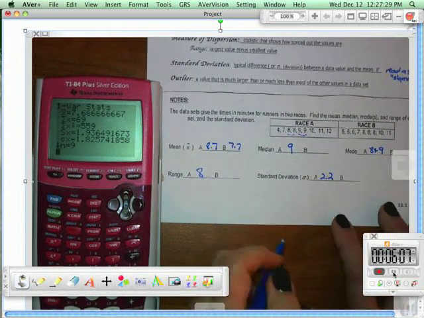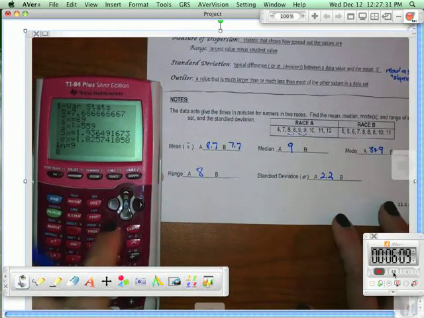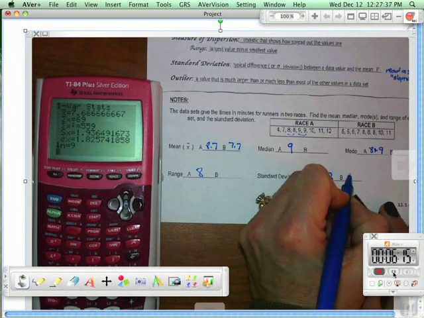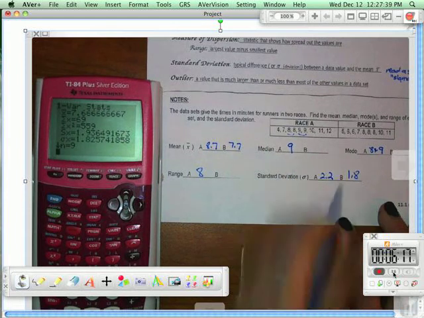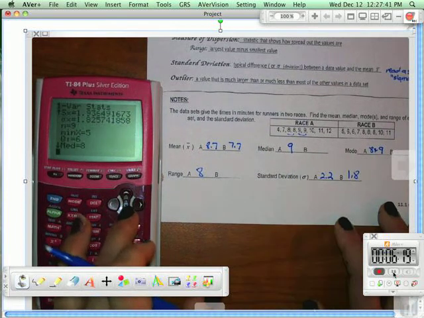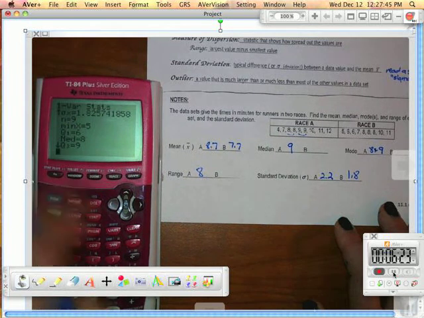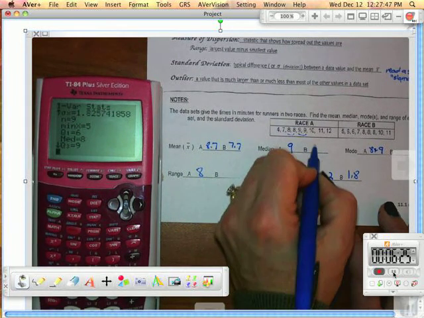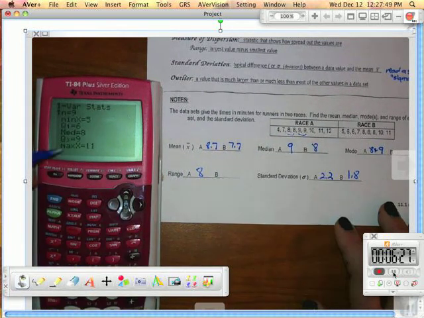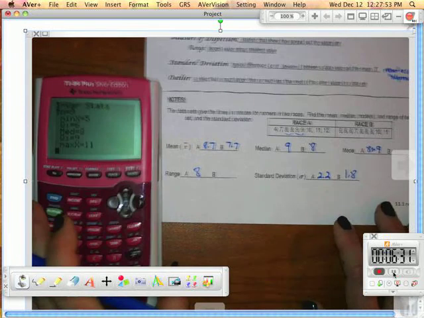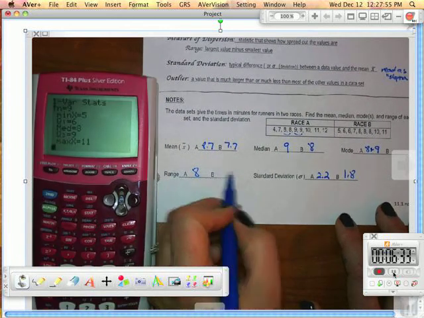And then I'm going to arrow down and see what else I see here. Oh, right here is the standard deviation. So I'm going to put 1.8, rounded to 1 decimal place. There's 9 pieces of data. The minimum number was 5. The median is 8, so I'm going to put that in there. The max was 11, so you can also get that from your table here. 11 minus 5 is my range, so that's going to be 6.